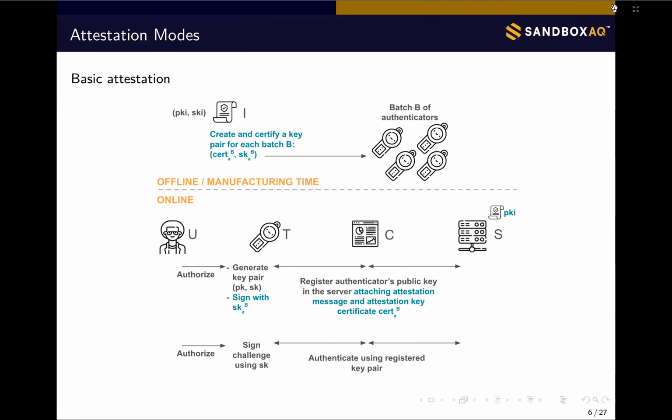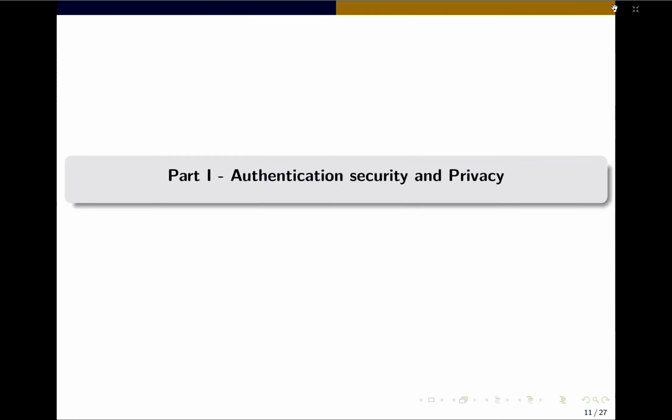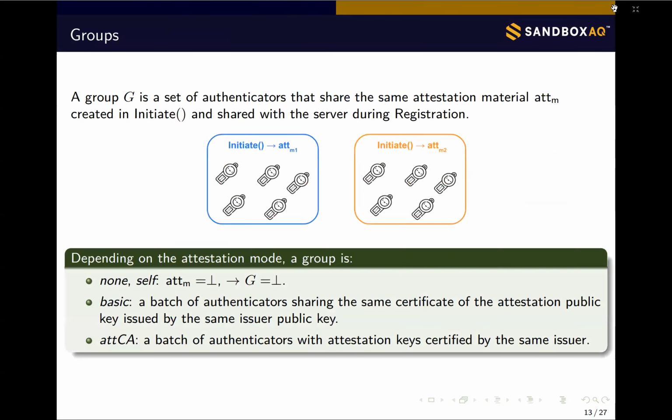Because we said in this kind of attestation mode that there is a key created and shared among a batch of authenticators, these are the ones that will belong to the same group. And then for attestation CA mode, a group of authenticators are those authenticators that ask the same issuer to certify their attestation. And actually they will be the ones whose attestation is certified by the same issuer publicly, because a given issuer can have different public keys for different brands, for example.